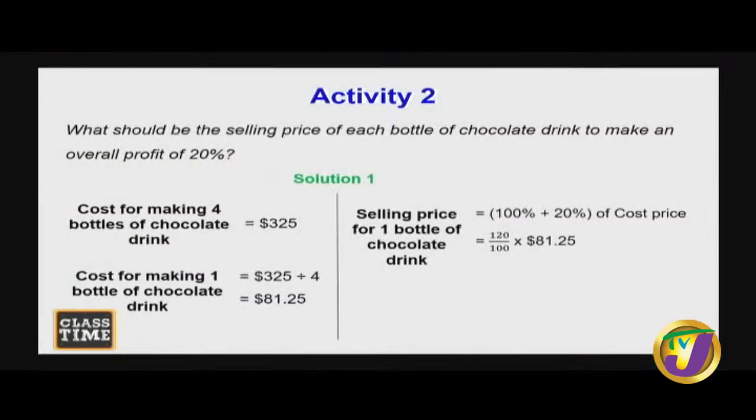So the rest is pretty simple calculation. We have our 120 divided by 100, or hundredths, because we know percentage is out of 100.